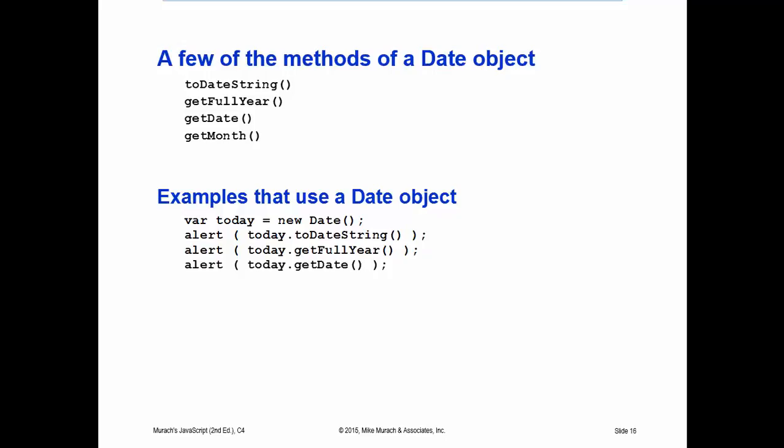Some of the methods of the date object, notice there: toDateString returns a string with a formatted date. getFullYear gets the 4-digit year, so this would return 2016. getDate returns the day of the month from the date. getMonth returns the month number. Now, unfortunately, you've got to be very careful when you use getMonth, because January's return is a 0 and December is an 11, so you typically want to add 1 to it.